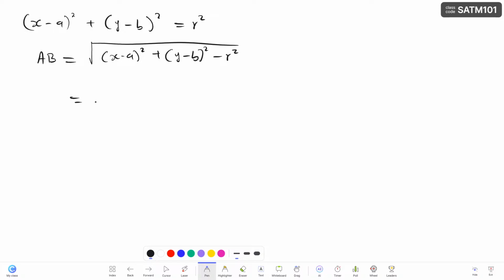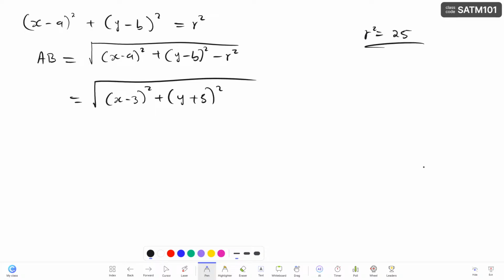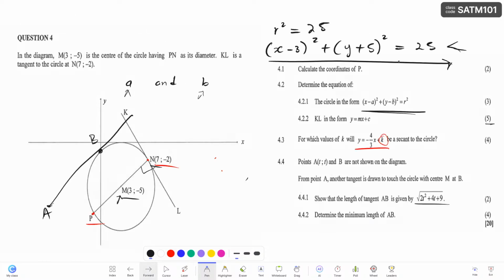So okay. Since we have our a, which is negative 3 squared plus y b, it was positive. Then our r squared, we need to check. We found our r squared to be 25. Remember, the equation of a circle. So now we need to do what?